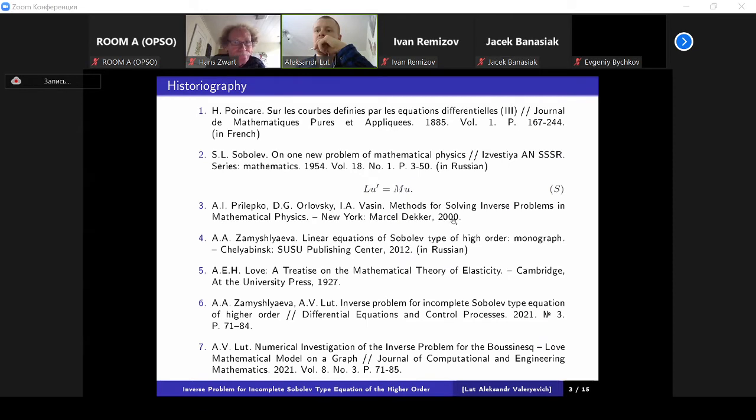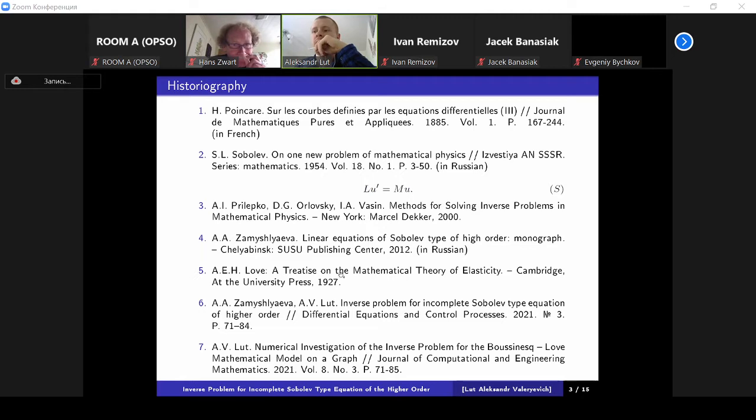Let's talk a little about the history of this problem. The first study of undetermined differential equations with respect to the higher derivative was given in the first paper in 1885. Then one of the first to solve the Cauchy problems for equations of this form was Sobolev, after whom this type of equations was named. Papers 3 and 4 are the works that are the main ones for my research.